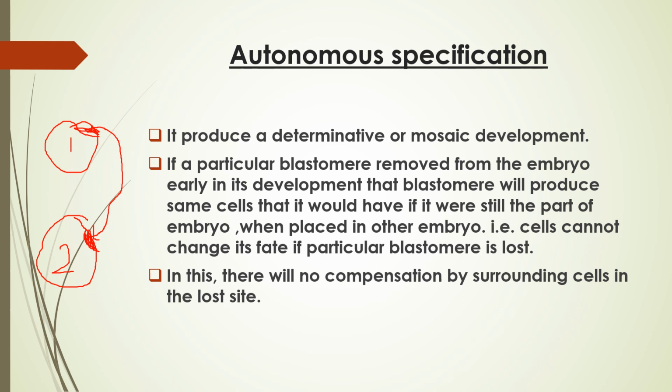And in the first embryo where the cell is lost, the cells surrounding the loss site do not compensate for its loss, right. So the cells which are determined, or which are capable of performing by themselves, are known as autonomous specification, right. So in this specification there will be no compensation by surrounding cells at the loss site, right. The loss is not compensated by surrounding cells, right.